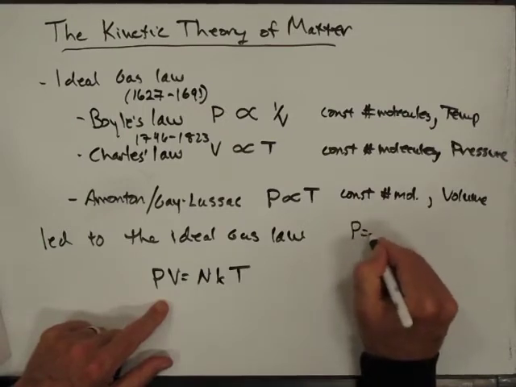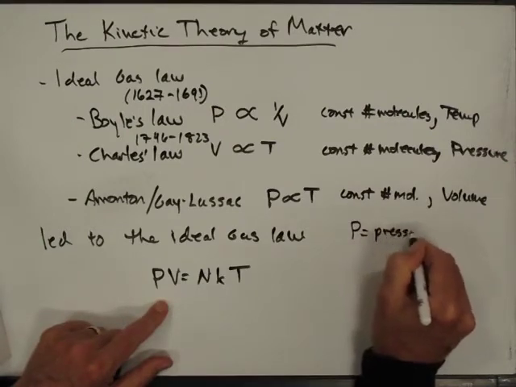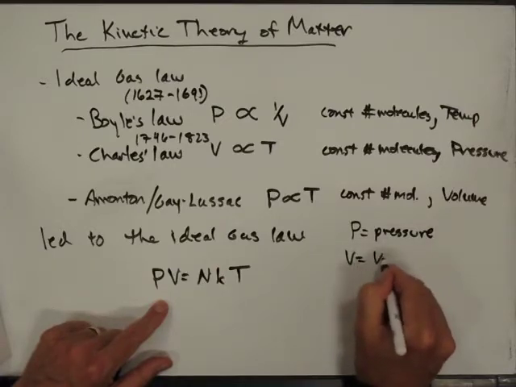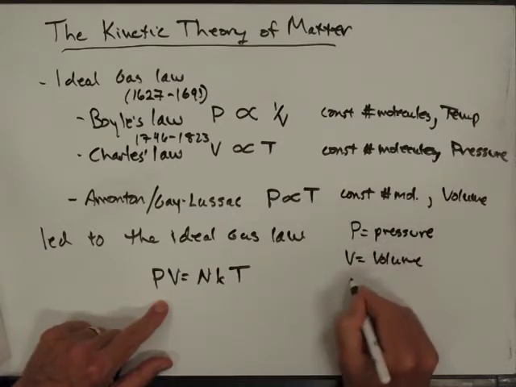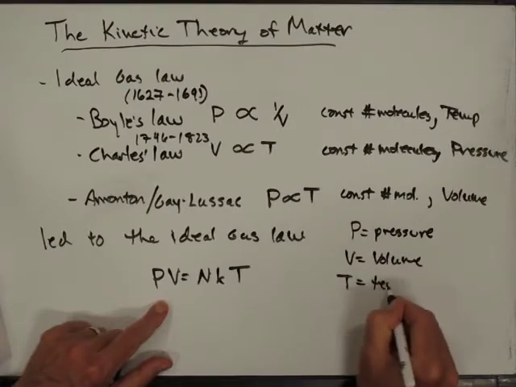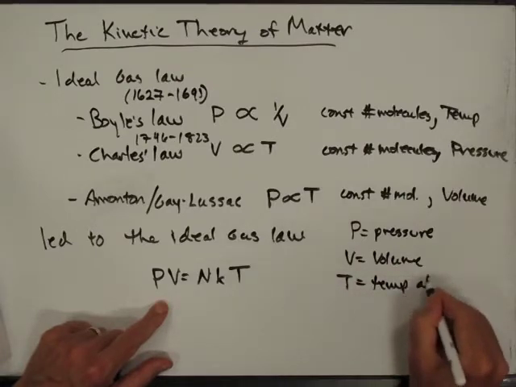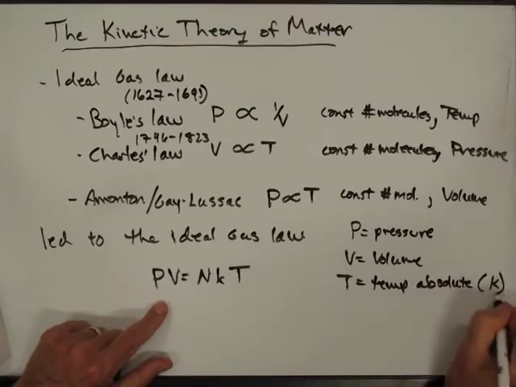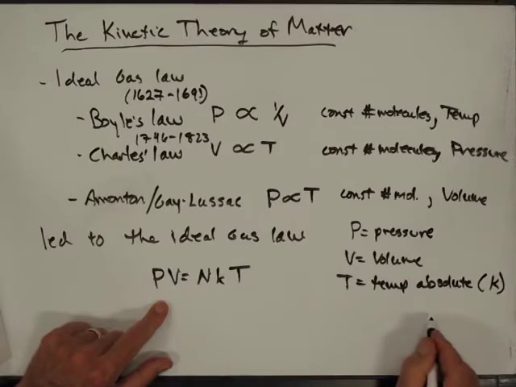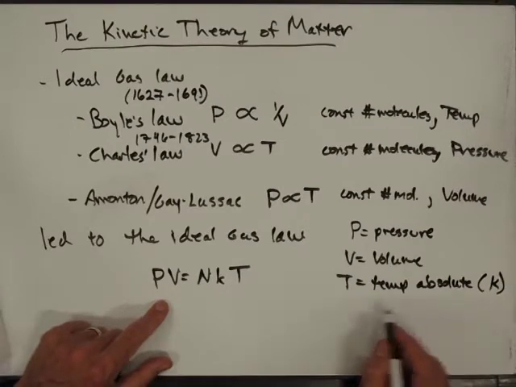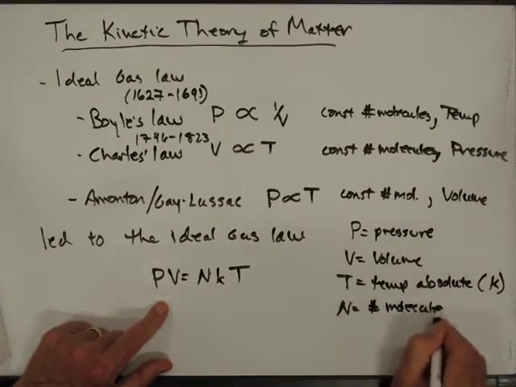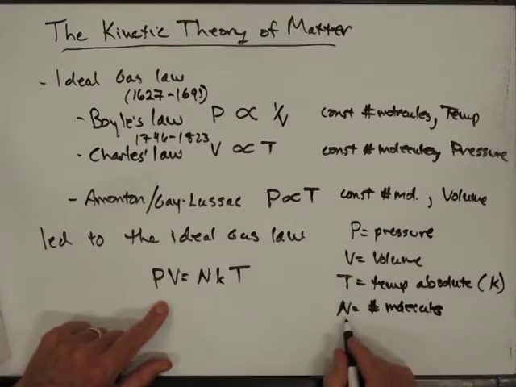We said P equals pressure. We've already talked about pressure. V equals volume. T equals temperature. It has to be an absolute temperature. So for SI, that's going to be Kelvin. But there are English versions of the absolute temperature, like Rankine for Fahrenheit. N equals number of molecules. And so that's how many molecules there are in there.